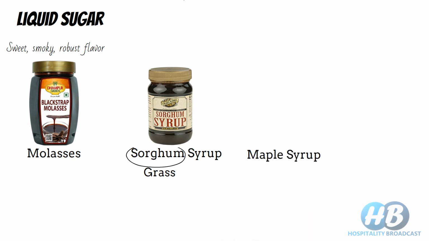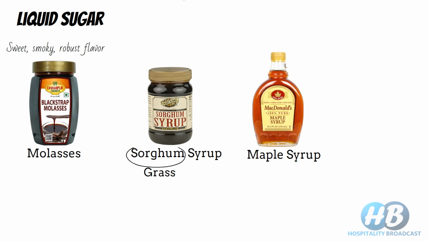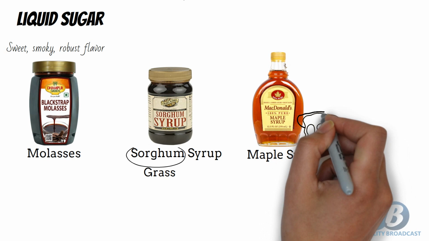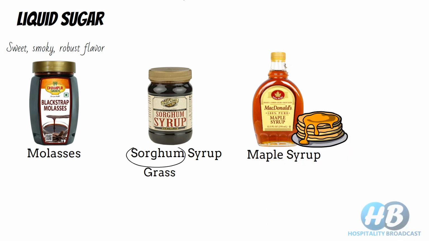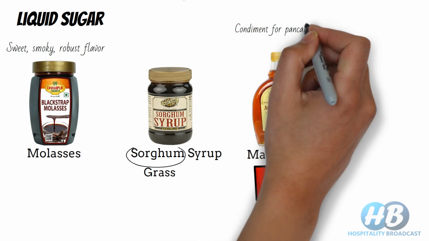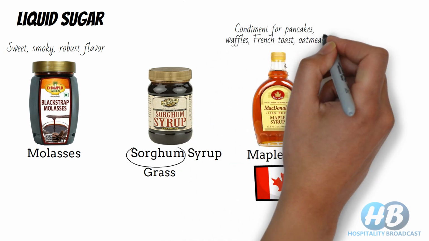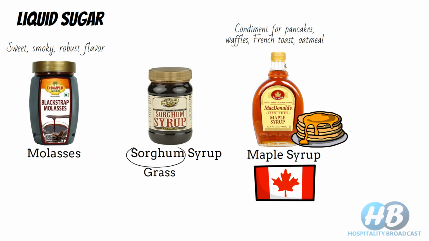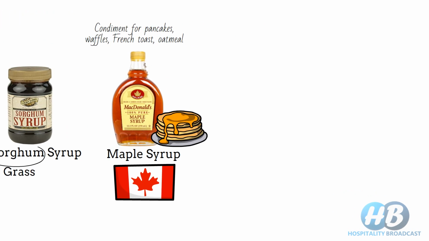Maple syrup is made from the sap of the mature sugar maple tree. In the USA, it is popularly served with flapjacks, a kind of American pancake. In Canada, the maple leaf is also on the Canadian flag. Maple syrup is often used as a condiment for pancakes, waffles, French toast, oatmeal, etc. It is also used as an ingredient in baking and as a sweetener or flavoring agent.